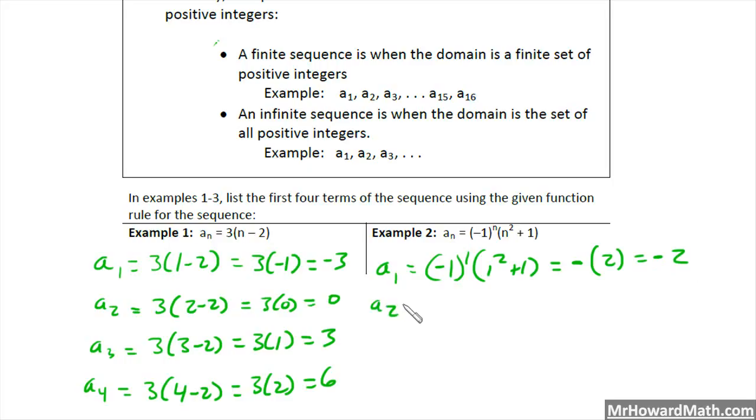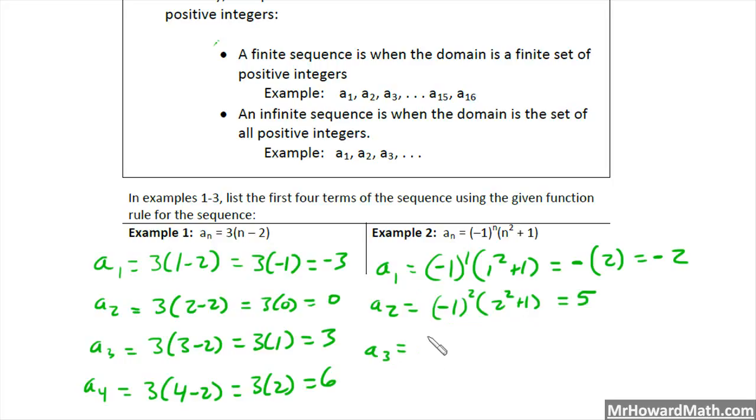A sub 2 here equals negative 1 raised to the second power. When you raise a negative number to an even power, the result will be positive. And then we'll have 2 squared plus 1. So that's going to be a positive 5. 2 squared is 4 plus 1 is 5. And it's positive because this became positive when we squared that negative 1.